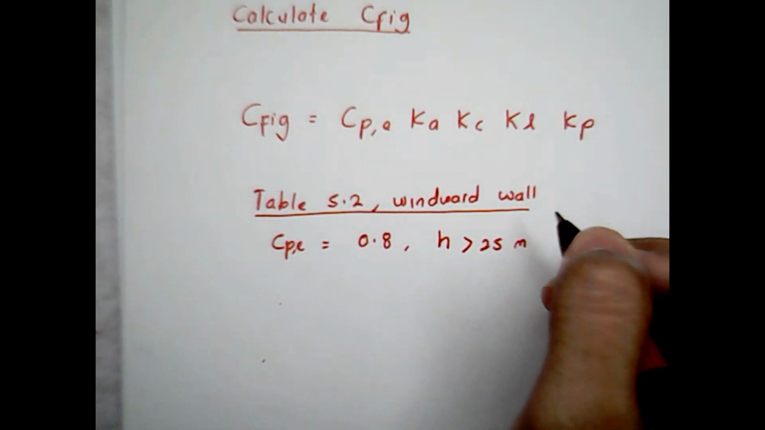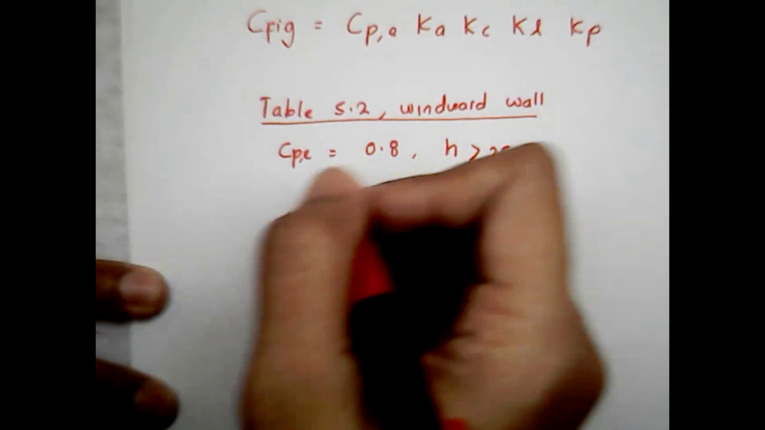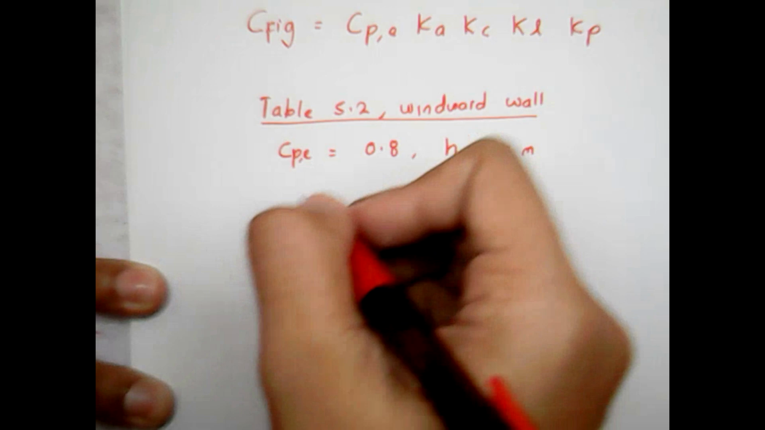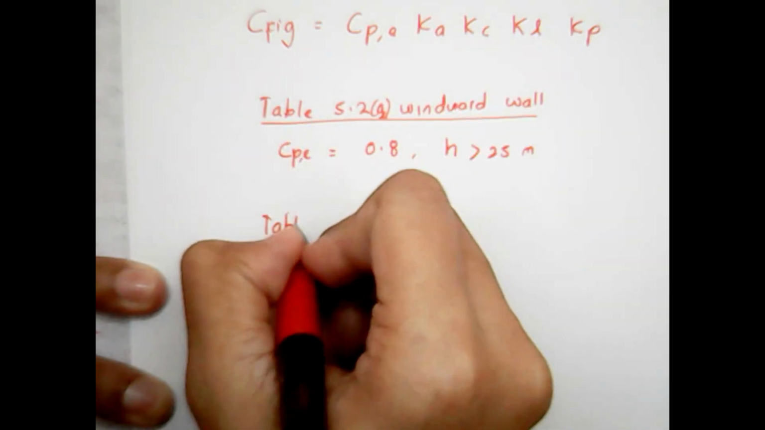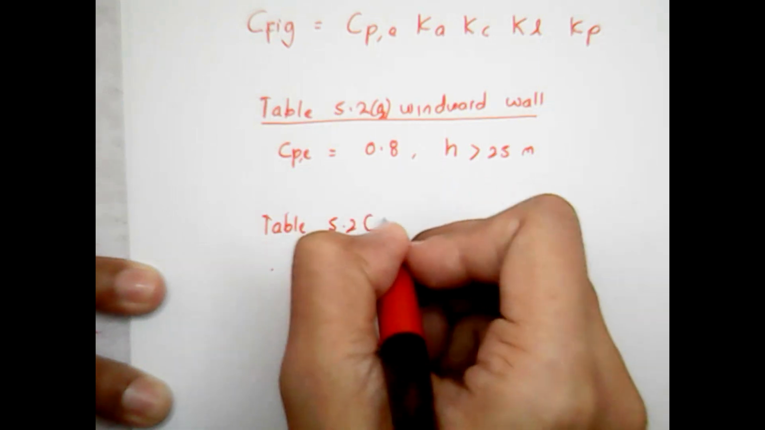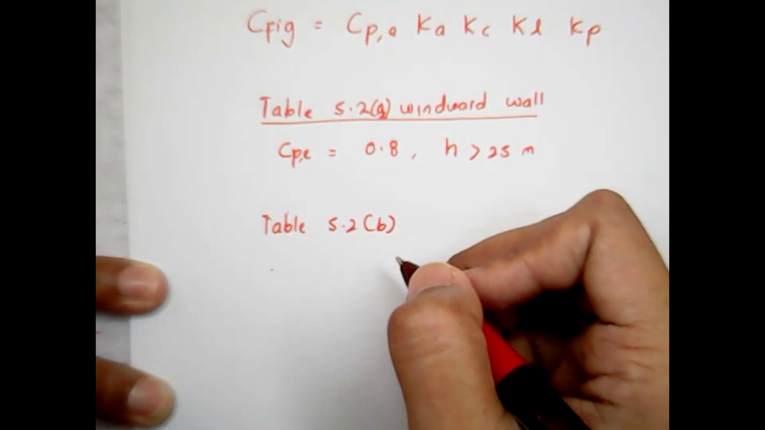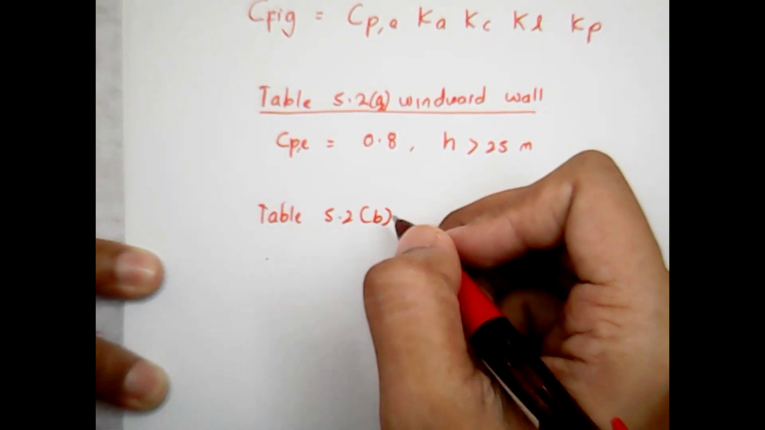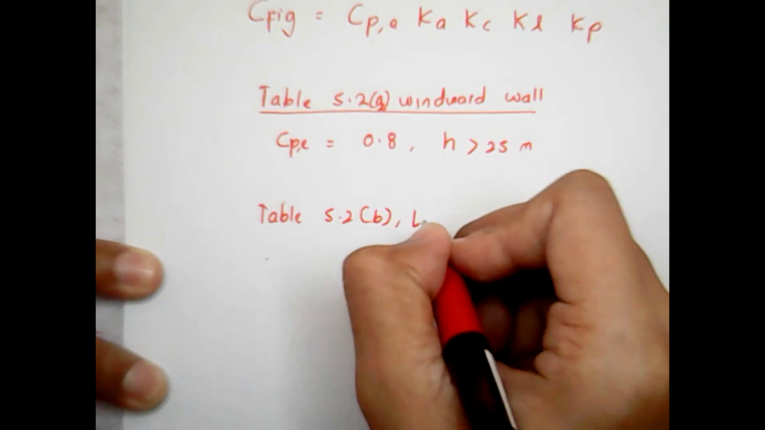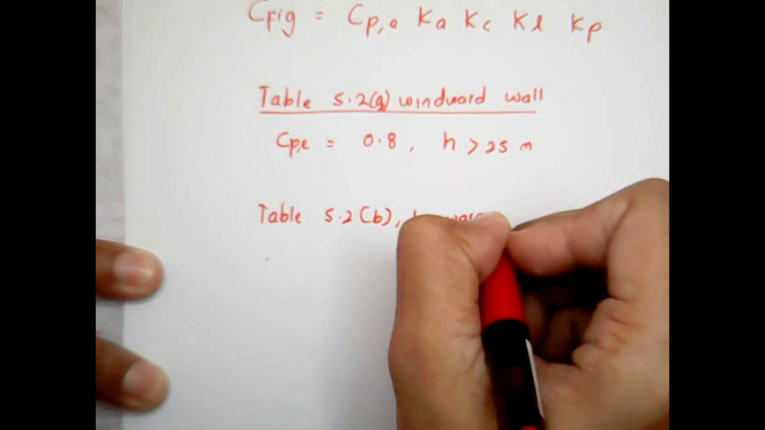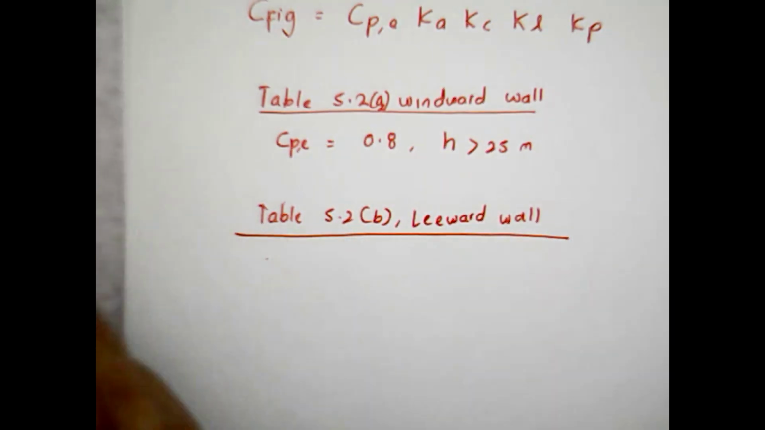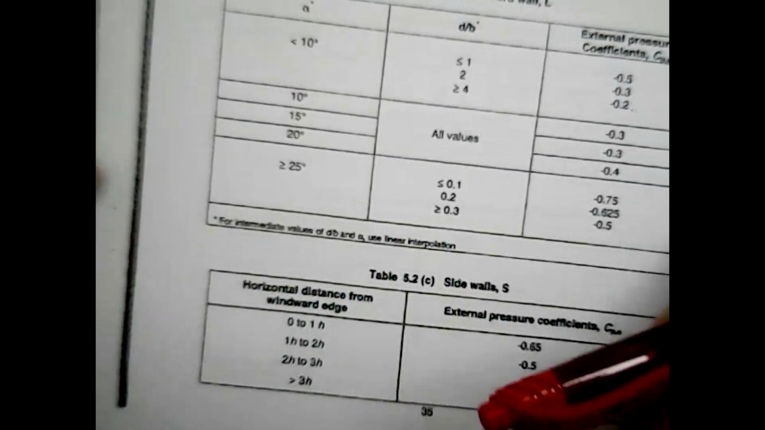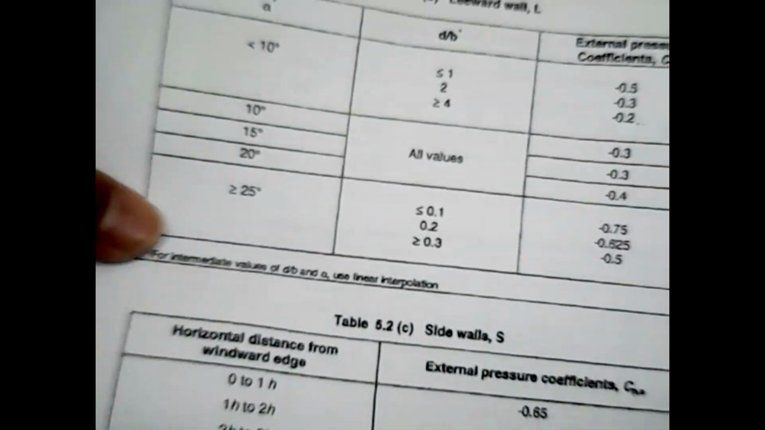So now let's look at the leeward wall. This is Table 5.2a. Now let's look at Table 5.2b, whereby we have the leeward wall. You can see it here.